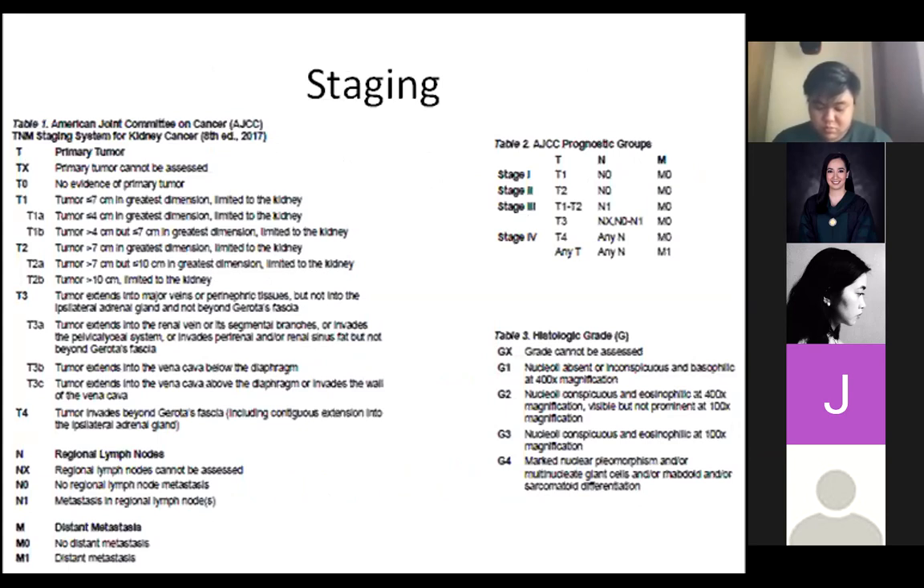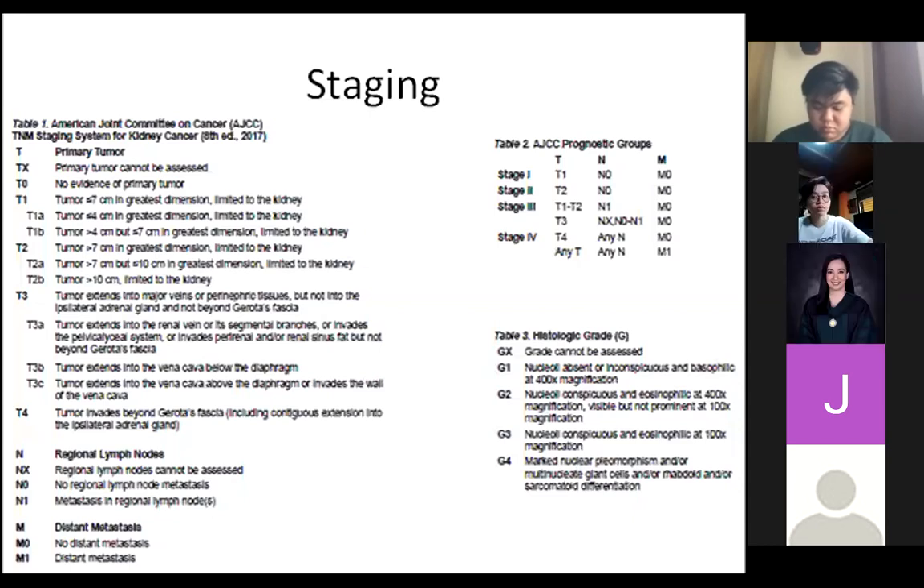Pero may T1A and T1B. Ang T1A, less than or equal to 4 cm, and T1B is more than 4, but 7 or less din. So ang T1, 7 or less. Ang T1B, 4 to 7. T1A, 4 pababa. T2, greater than 7 but is limited to the kidney. Ang T2A, greater than 7 but equal or less than 10. Ang T2B, greater than 10, limited to the kidney again.